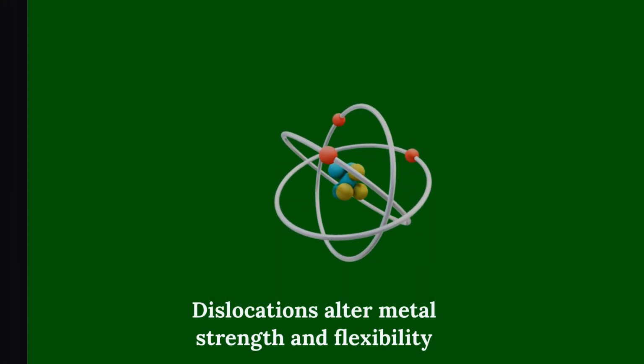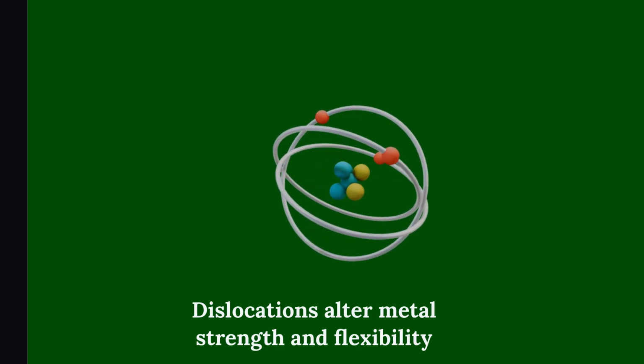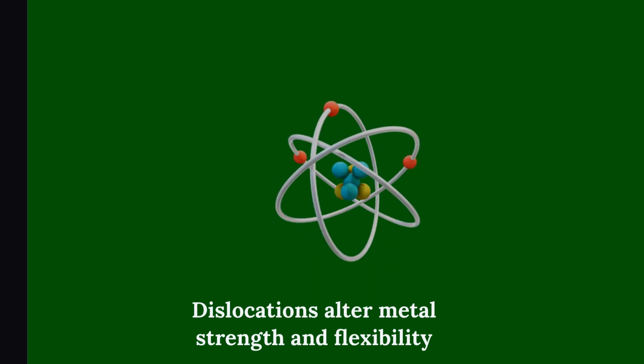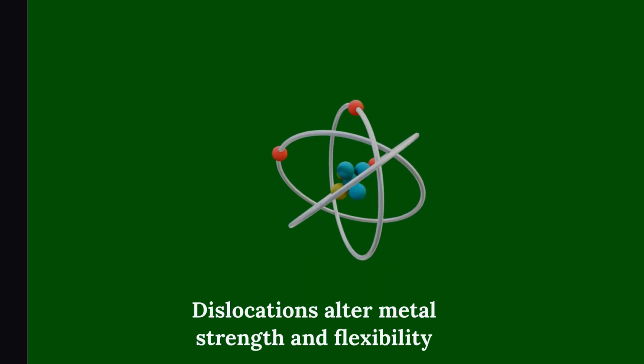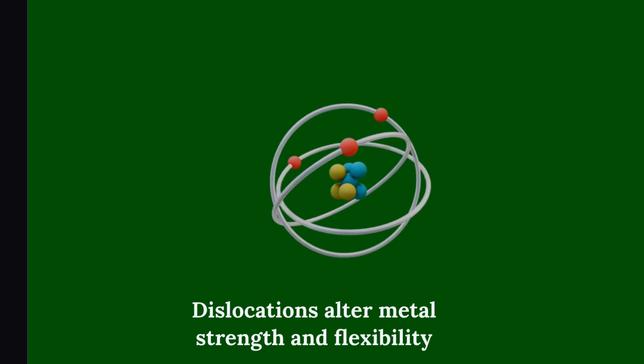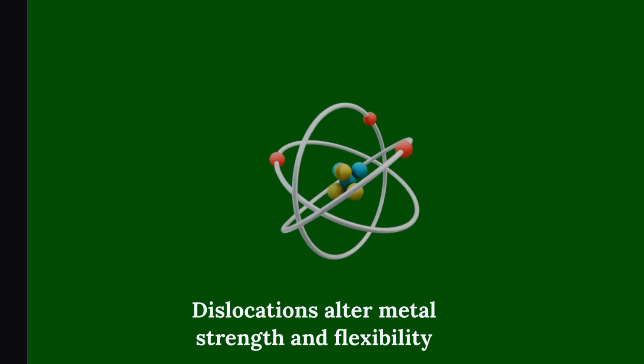Dislocations are defects in a material's atomic structure. They affect mechanical behavior, making metals bendable. There are edge and screw dislocations. Controlling dislocations adjusts material strength. This is crucial in processes like work hardening and alloying.